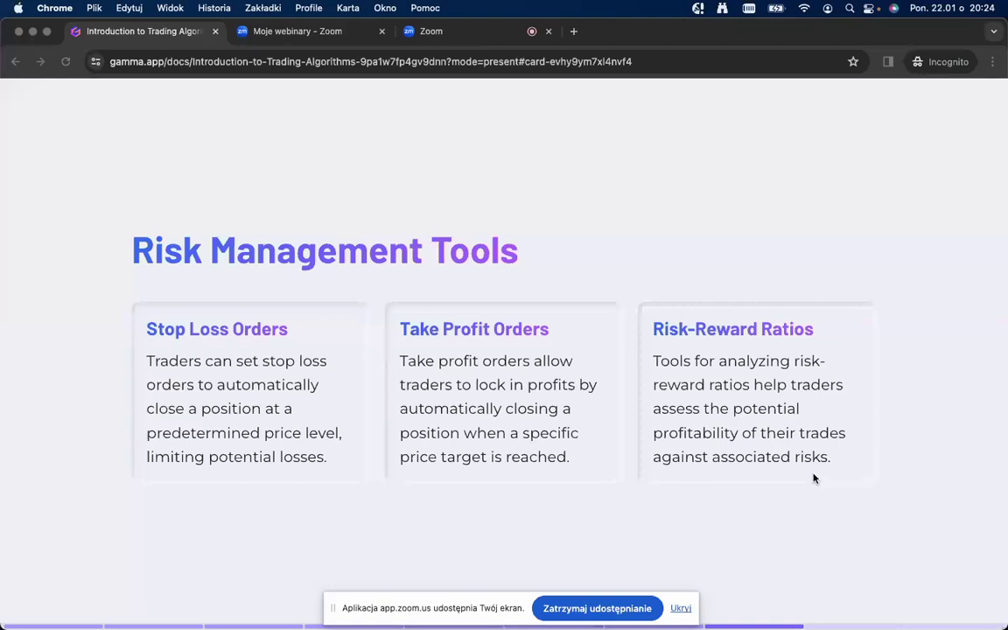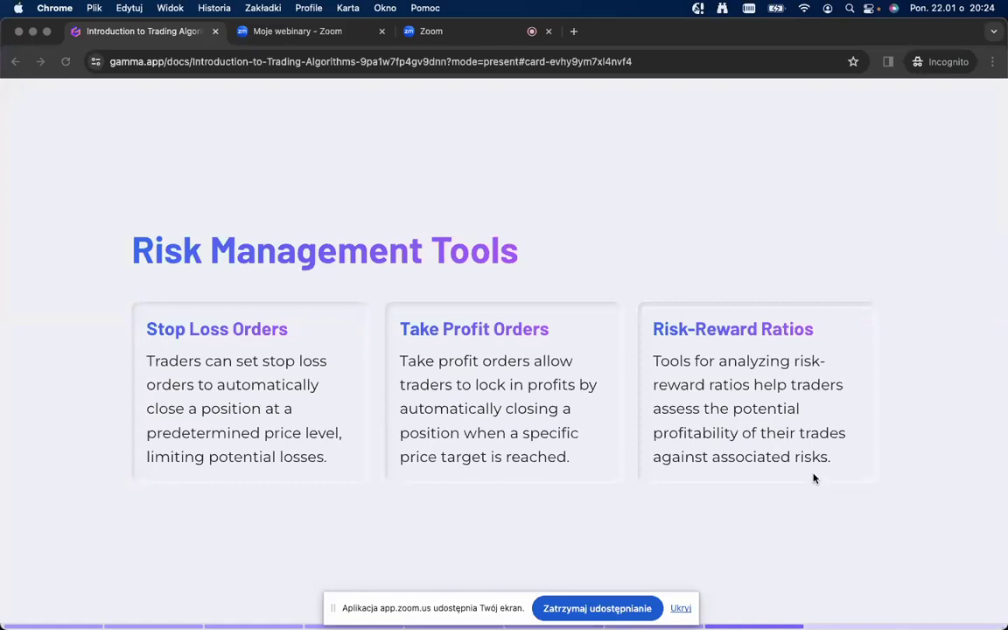For the risk management tools, we got stop loss orders. Of course, they are used to automatically close the position at a predetermined price level, which is limiting potential losses. We got take profit orders. Of course, we can lock the profits, automatically closing a position when a specific price target is reached. And we got tools for analyzing risk reward ratio in order to help traders assess the potential profitability of the trades against associated risk.